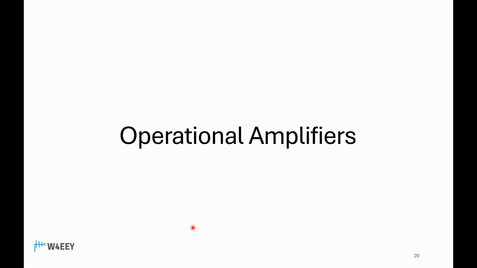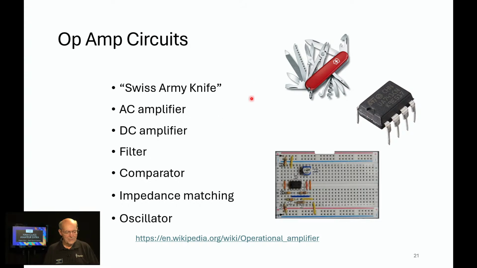All right, and that moves us on to a fascinating area called operational amplifiers. This is really fun stuff. Operational amplifiers can do tons and tons of things. I've listed some of them here. I'd like to call this the Swiss Army knife of amplifiers. It can serve as an AC amplifier, a DC amplifier. It can be set up to operate as a filter or a comparator. All of these things are going to be important as we move forward. It can be used for impedance matching. It can be set up to be used as an oscillator. There's a Wikipedia article here that's got all kinds of additional information.